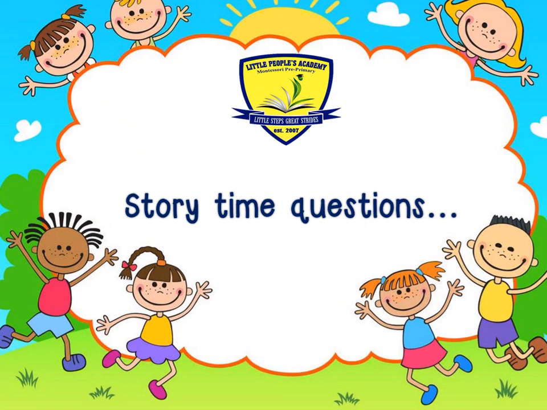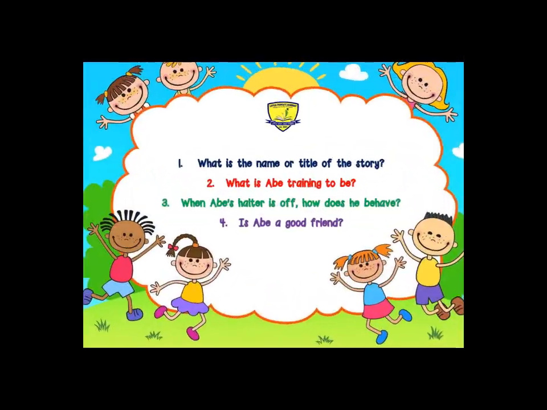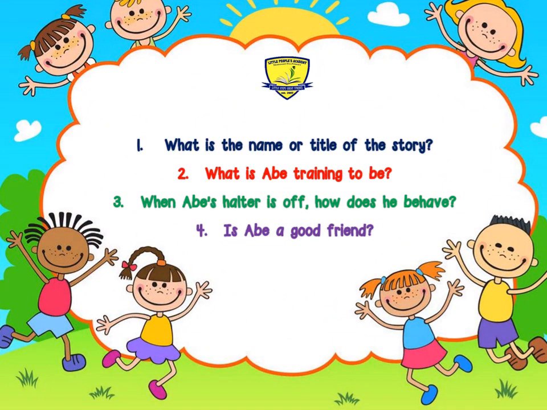Story time questions. Number 1. What is the name or the title of the story? The name of the story is called Abe the Service Dog. Number 2. What is Abe training to be? Abe is training to be a service dog.